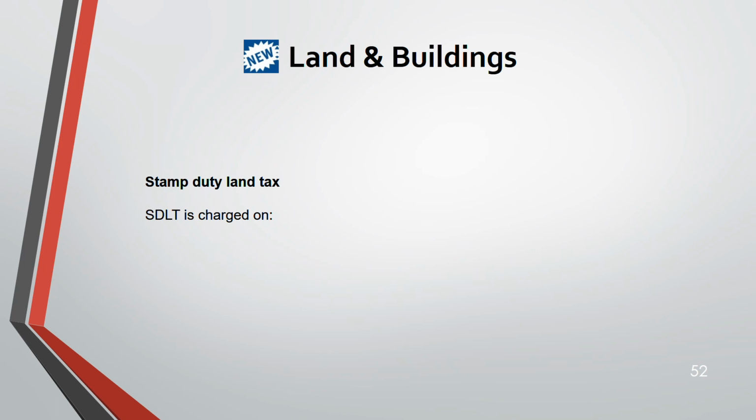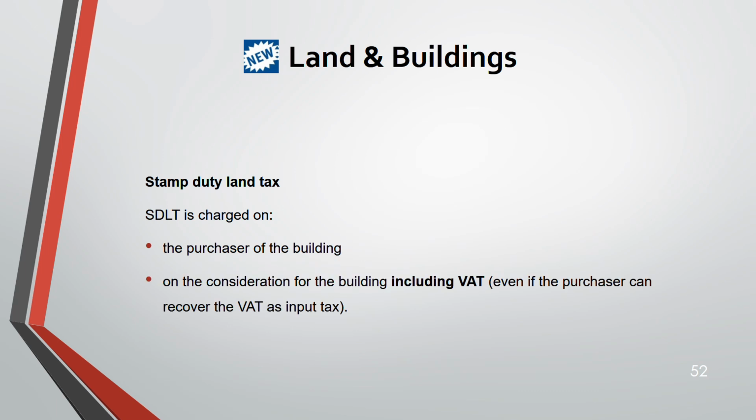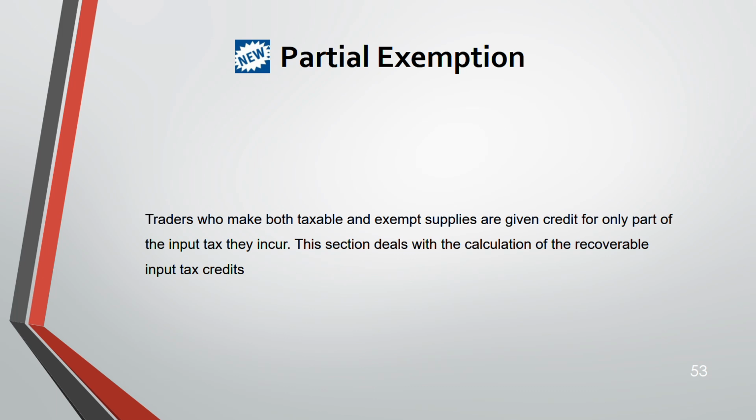Now, because it's land, with the land comes stamp duty land tax. So this is charged on purchaser of the building, on the consideration of the building including VAT, even if the purchaser can recover the VAT as input tax. Now, partial exemption. Before we move on to partial exemption, let us do question on land and buildings.